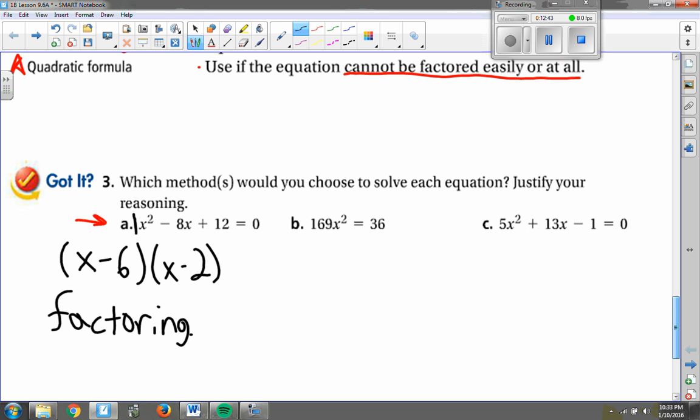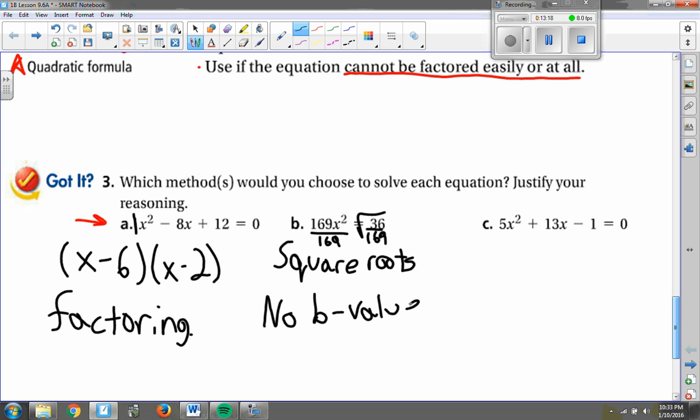Very nice. Letter B. I see 169x squared. I see a 36. I do not see an x value. There's no b value here, nothing with an x. So we should think, find square roots. We would do that by dividing by 169, and then take the square root of both sides and get plus and minus answers. Square roots because there's no b value there. No x term, right?